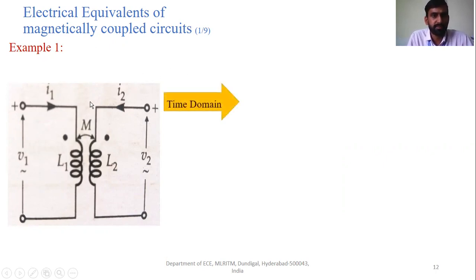So let us come to the first one. The first example is this circuit. With respect to the dot convention, how to model the equations for the given magnetically coupled circuit. So how to model it, right?